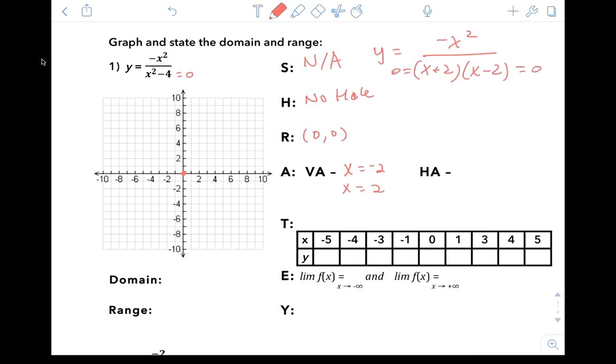Your horizontal asymptote: the degrees are the same. The degree of the numerator is 2 and the denominator also 2. The ratio of your coefficients, it's not negative blank over blank, it's negative 1 over 1. So your horizontal asymptote is at negative 1. Let's plot those. Go back, sorry. Negative 2 and 2 for your vertical asymptotes. Okay, negative 1 for your horizontal.